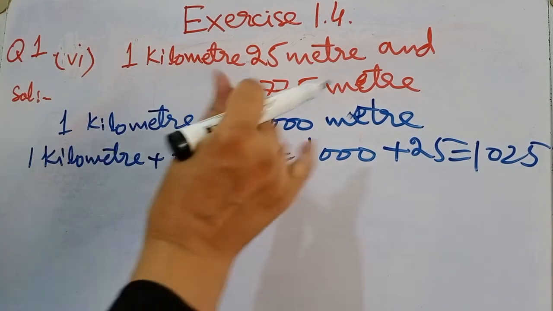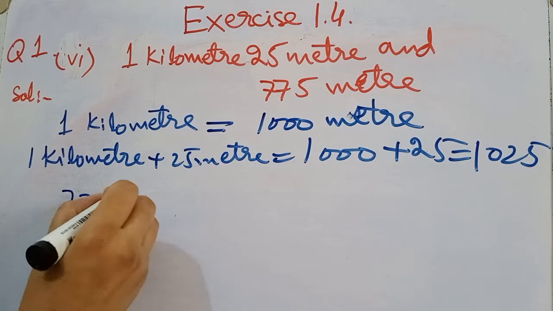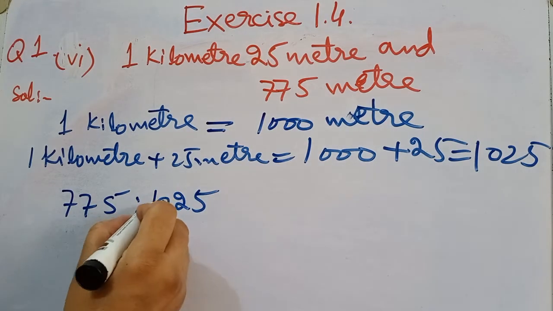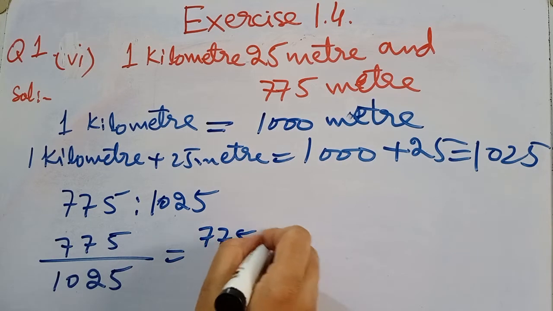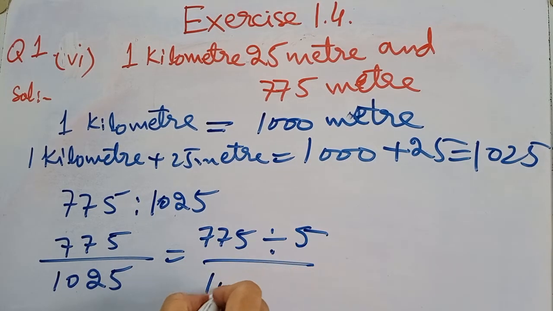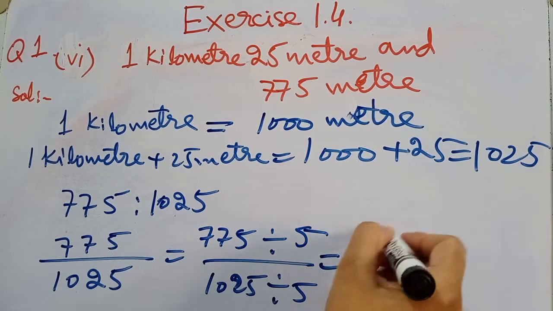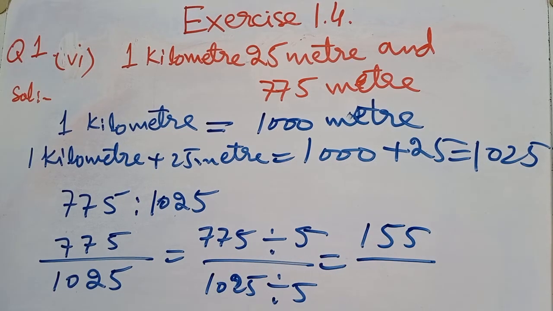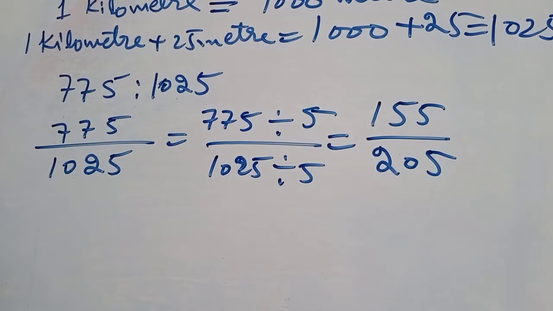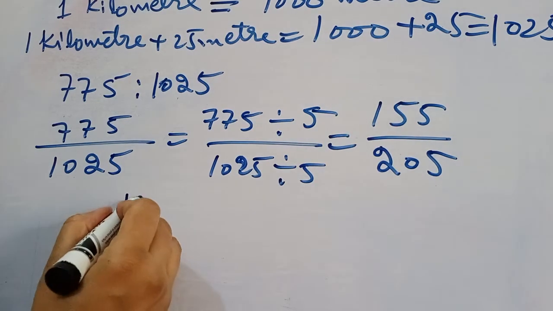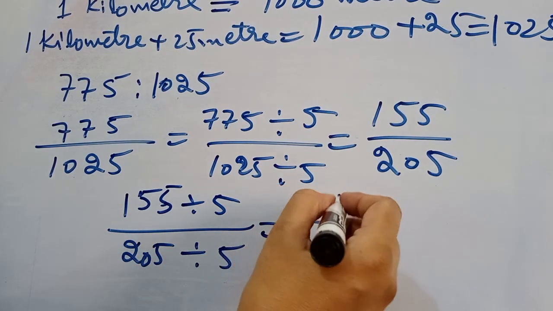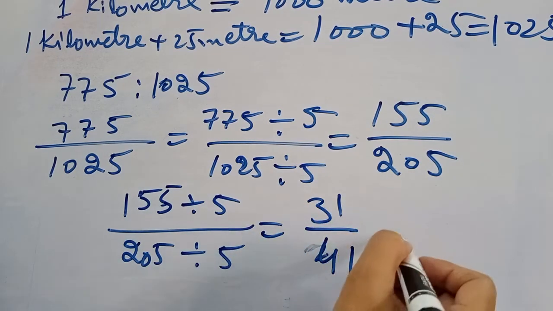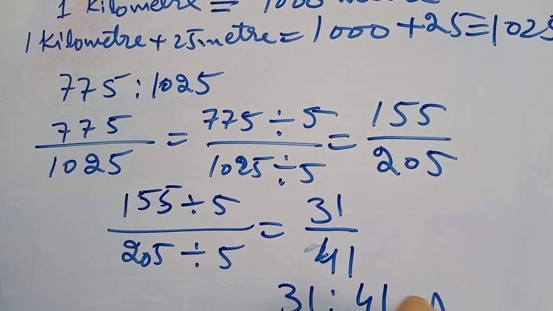Next, we have to find the ratio between 775 and 1025. We can write it as 775 over 1025. This is equal to 775 divided by 5 and 1025 divided by 5. We have 155 over 205. Next, we divide 155 by 5 and 205 by 5, and we have 31 over 41, and we have the answer 31 ratio 41. This is our answer.